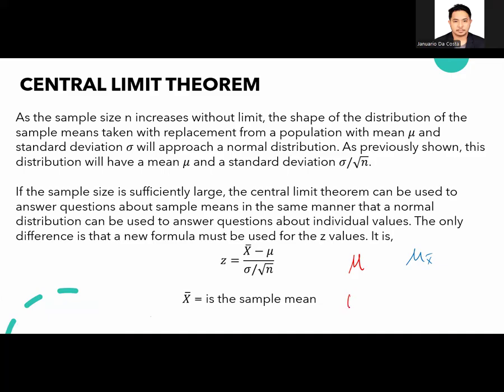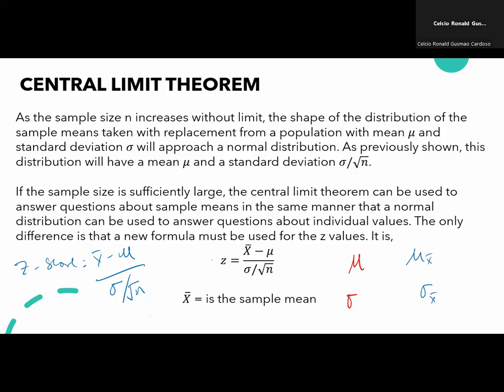The same principle can be applied to the standard deviation as well. That's in the central limit theorem. So because of that, your formula for the z value will have to change. The z-score formula is x bar minus mu, divided by sigma divided by the square root of n.